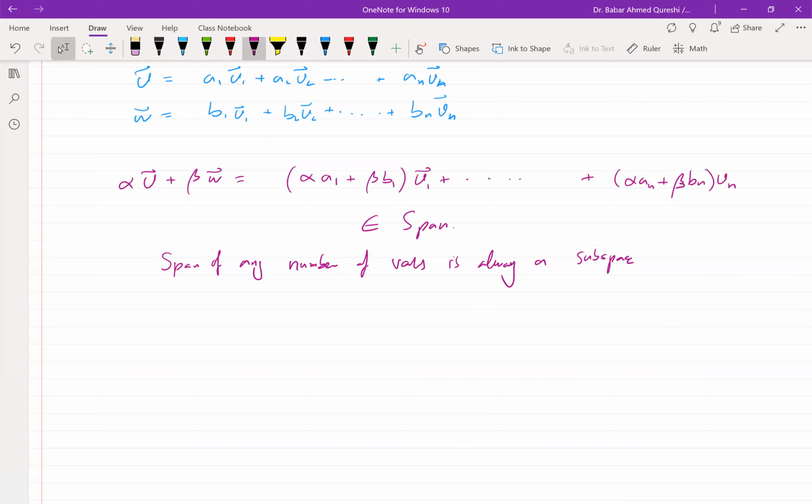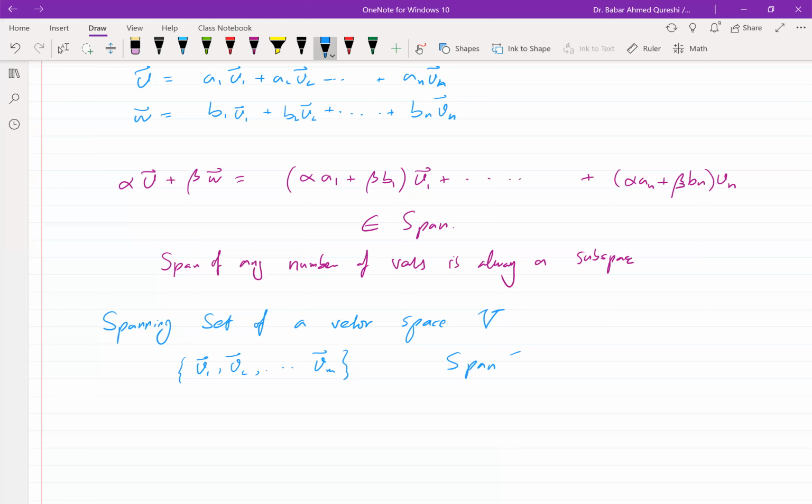Then you can talk about the spanning set of a vector space V. So if you have a set, let's say you collect m of these vectors, you know that if I span these vectors, I will get a vector space which will be a subspace of V. But if it turns out that the span is the space V itself, so you are generating the whole space, then this set would be called the spanning set.